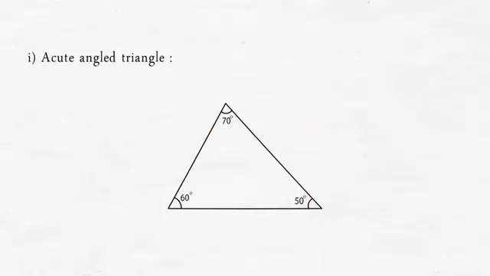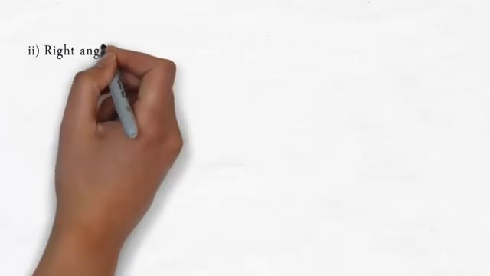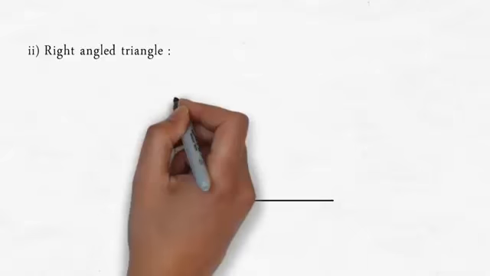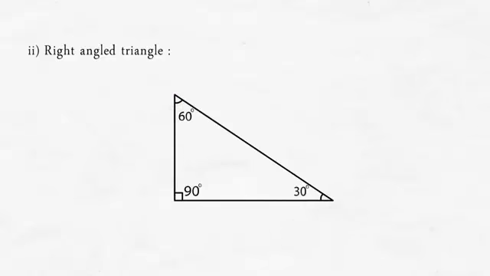Based on the types of angles, the triangles can be classified into 3 types. First, acute angled triangle. If all the angles of a triangle are acute, that means less than 90 degrees, the triangle is called an acute angled triangle. Second, right angled triangle. A right angled triangle is a triangle in which one angle is a right angle, that is 90 degrees.